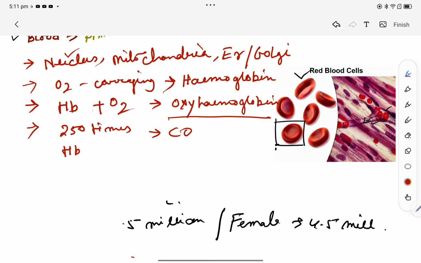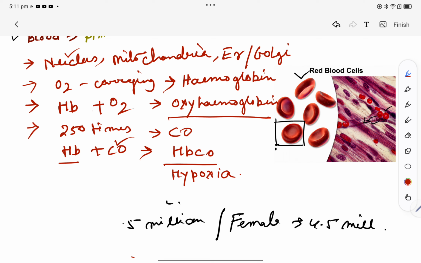When hemoglobin binds with carbon monoxide, carboxyhemoglobin is formed. Now carboxyhemoglobin is obviously not good for our body, because if hemoglobin is bound with carbon monoxide, then oxygen will not be able to bind with hemoglobin. Then our body will lack the necessary oxygen that is needed to run our body. This situation is called hypoxia.